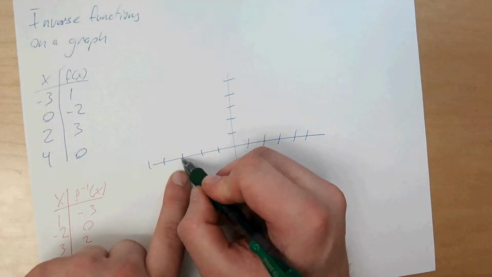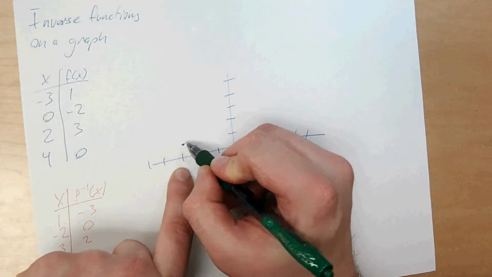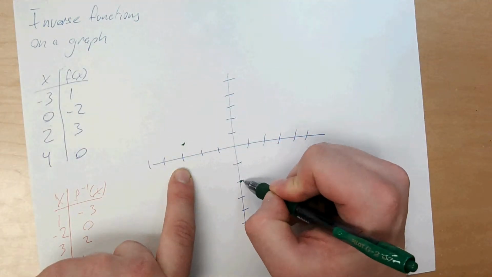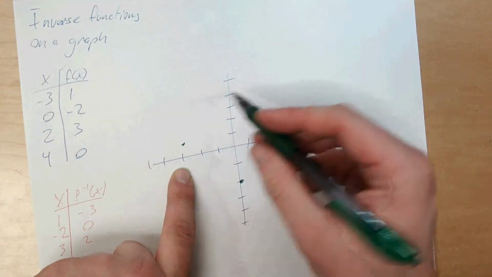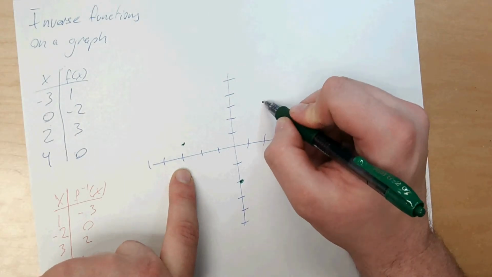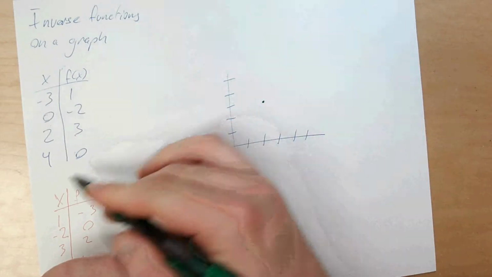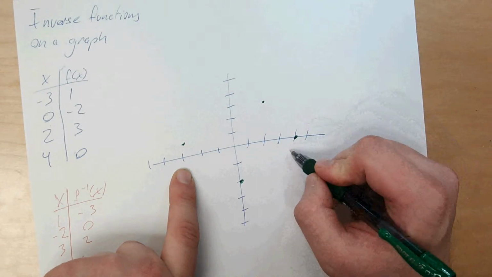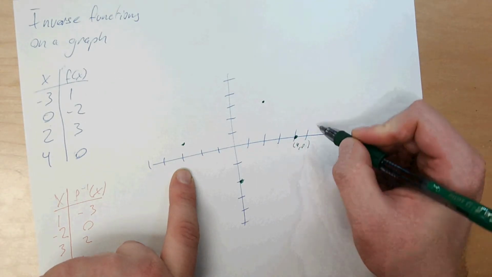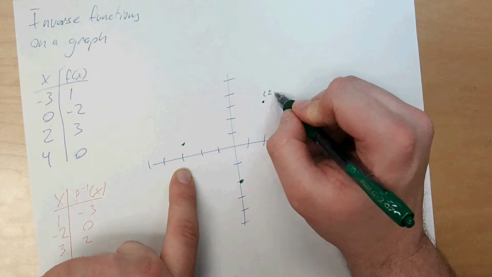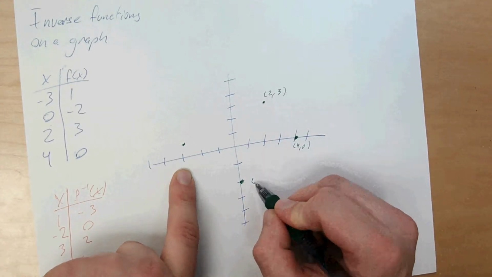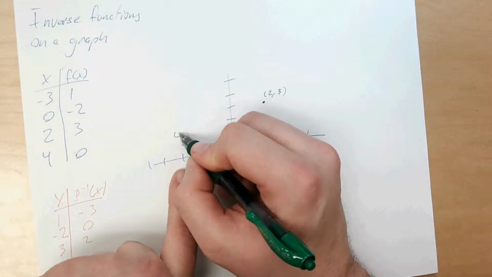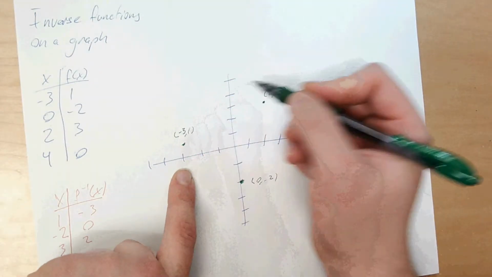Right, I would go over to 3 and up to 1. Right, I would go to 0 and then to 2. Right, I would go from 2 and then up to 3. And then I go over to 4 and then to 0. So let's just mark these. This is 4, 0. This is 2, 3. This is 0, -2. Over here we're at -3, 1.